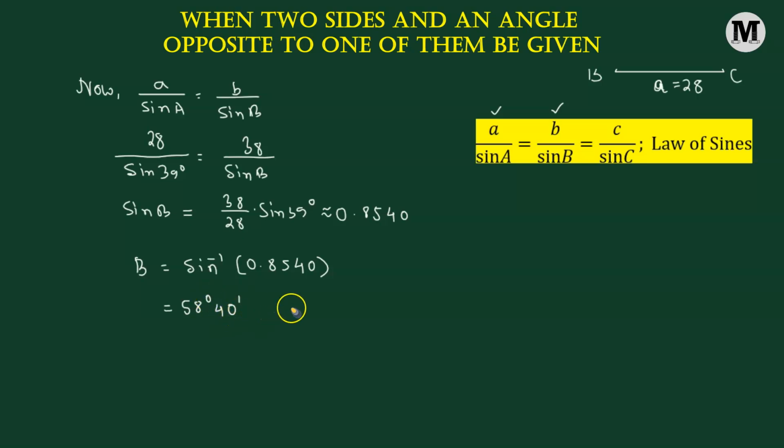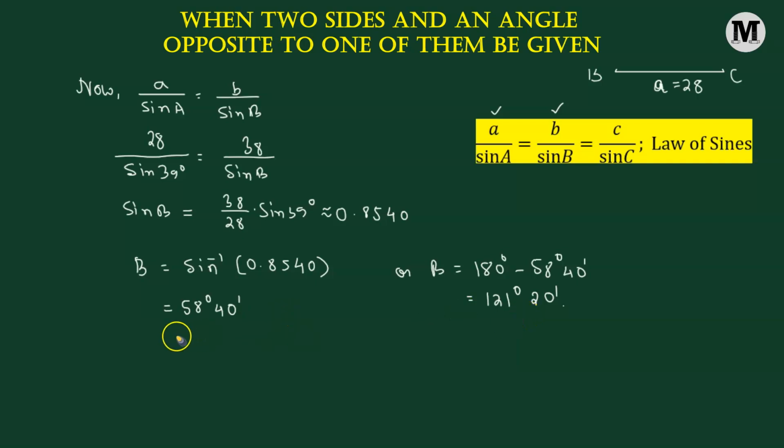However, this is not the only possibility. There is also another possibility. We could have B equals 180 degrees minus 58 degrees and 40 minutes. So this is going to give us the angle 121 degrees and 20 minutes. So this is going to be the other possibility for angle B.